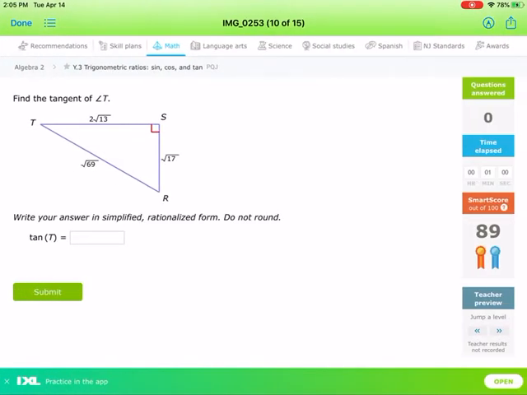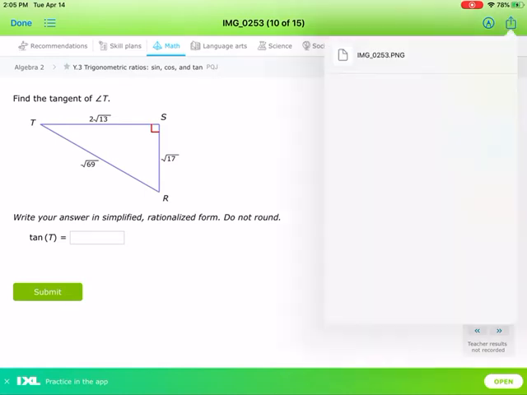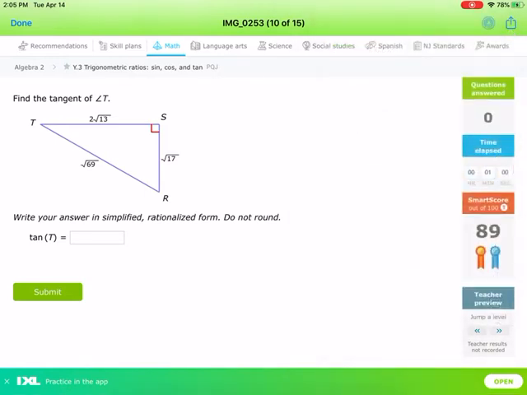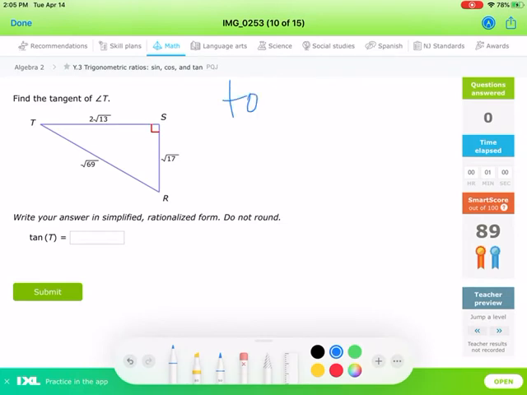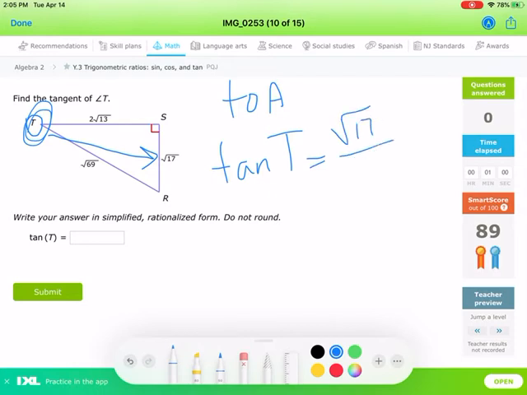Next one, smart score of 89. Crushing it. Find the tangent of t. That's the TOA. So the tangent of t. There's the angle right there. Opposite is the O, so root 17, over adjacent, which is 2 root 13.